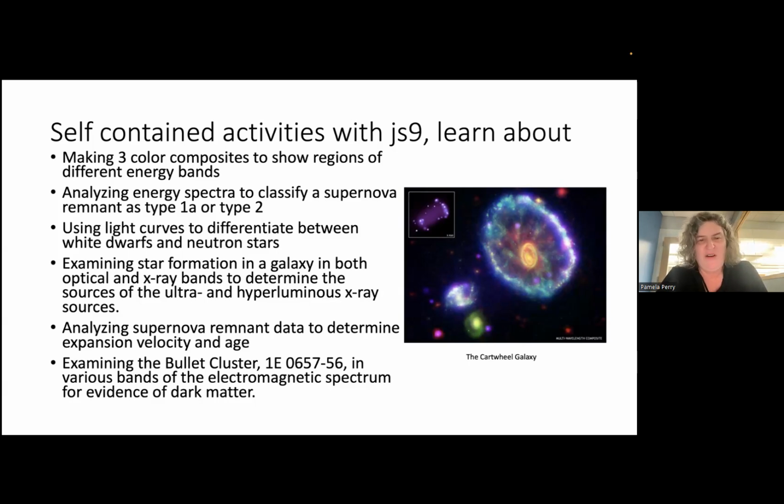So this is a rundown of the pre-written ones. We're going to go through several of these today. The first one is making 3-color composites. The other one is looking at energy spectra to classify supernova remnants as type 1A or type 2. Light curves to differentiate between white dwarfs and neutron stars. Looking at star formation in the Cartwheel galaxy and determine what the sources of the ultra and hyperluminous X-rays are.